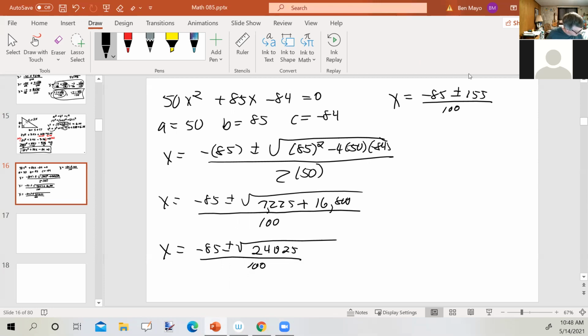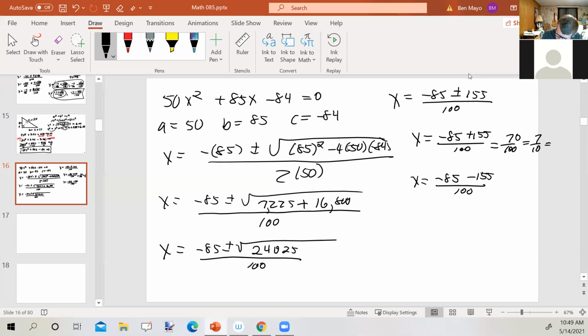All right, now I've got x equals negative 85 plus 155 over 100. X equals negative 85 minus 155 over 100. So taking the top one, let's see here, negative 85 plus 155 is 70 over 100, or 7/10. I'm going to write that as 0.7. And why am I going to do that? Just because there were decimals in the original problem. I don't have to. I could leave it as 7/10, but I happen to know that the book went with decimals, but either one works.